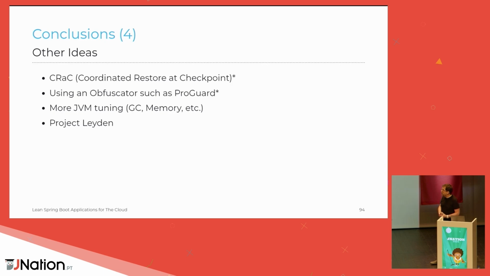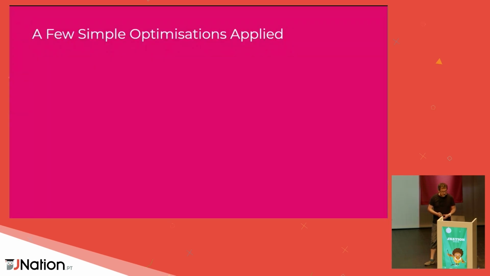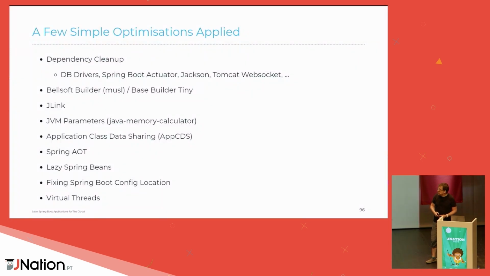And then there are other ideas, like CRaC, which I didn't try yet. I didn't try some obfuscation of the code as well. I could even do some further optimizations on the JVM and even use Project Leyden, which is also meant to strip down the startup time of your Java application by half. So this is kind of what's going on in the future.